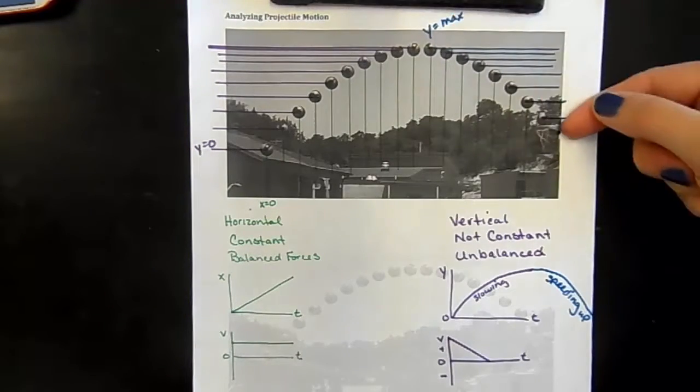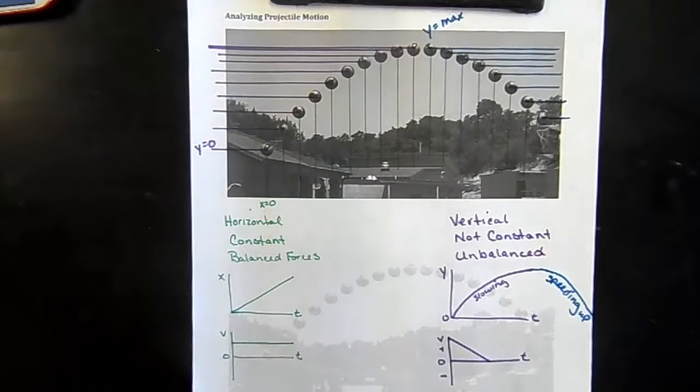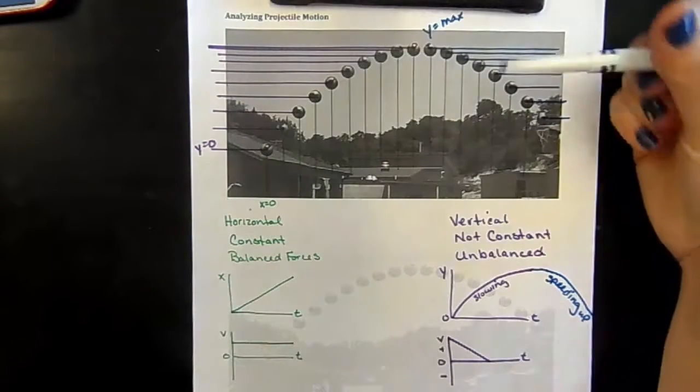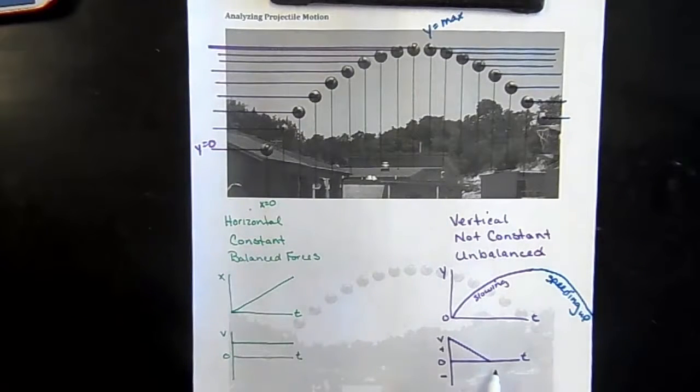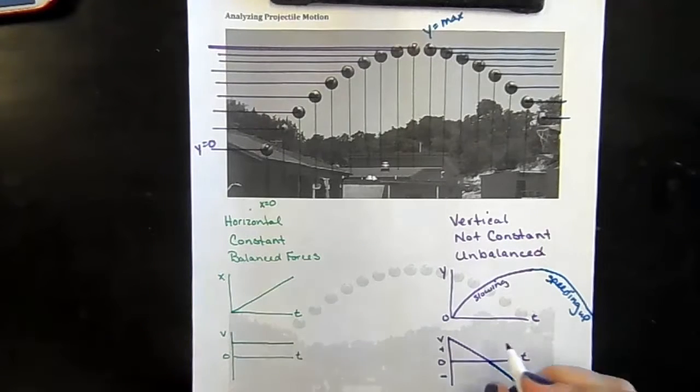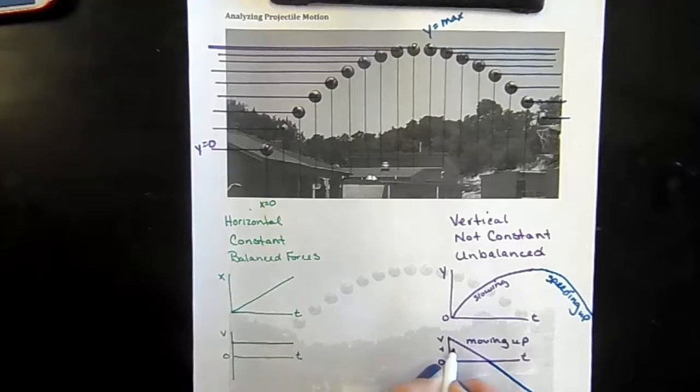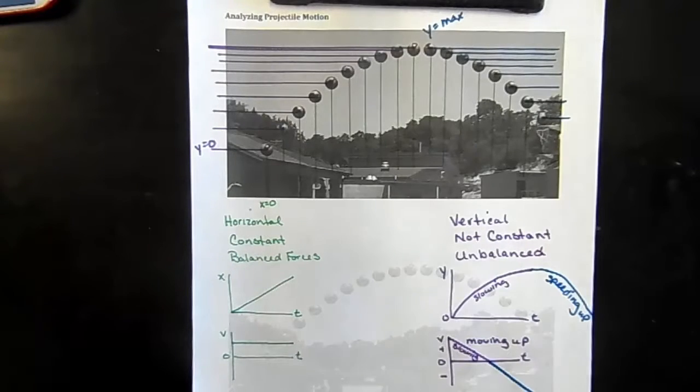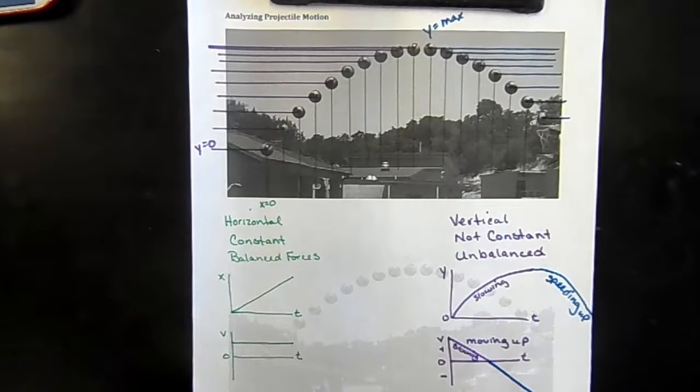When it starts to come back down now, we've changed direction. So now we're going to be in this negative part. We're going to start up here and increase our velocity. So when we look at our velocity, this part right here is where the ball is moving up and it's slowing down. This part right here is where the ball is coming down and it's getting faster.